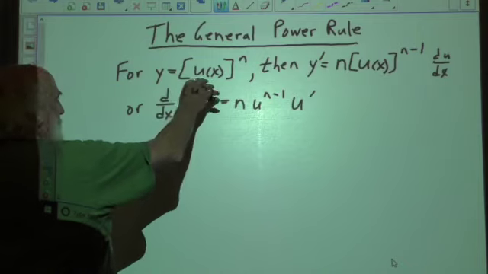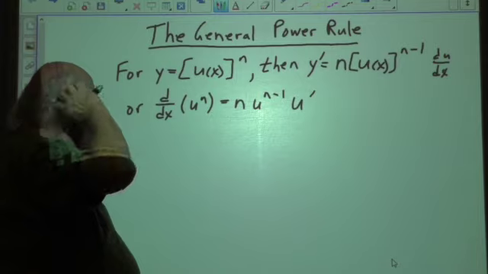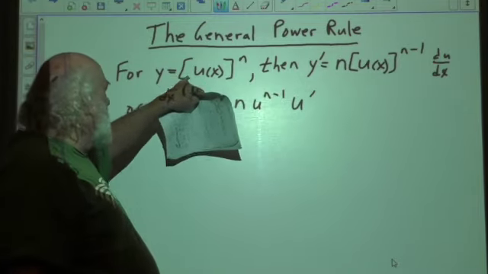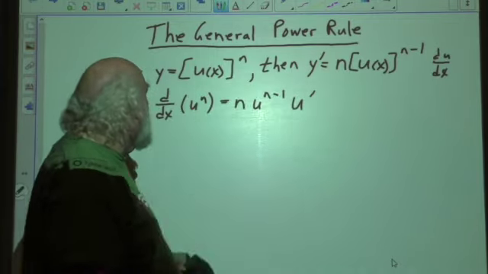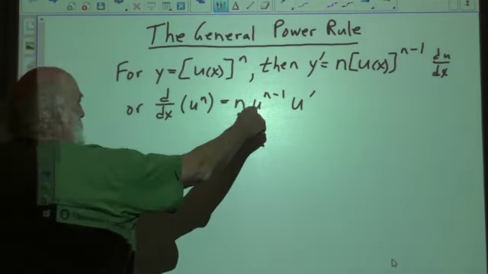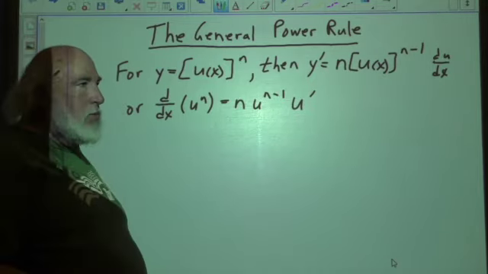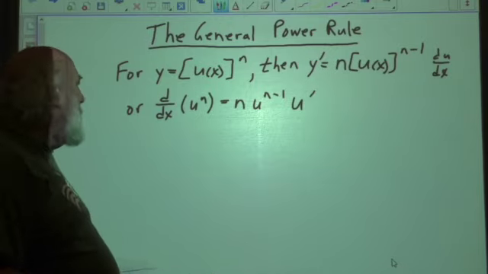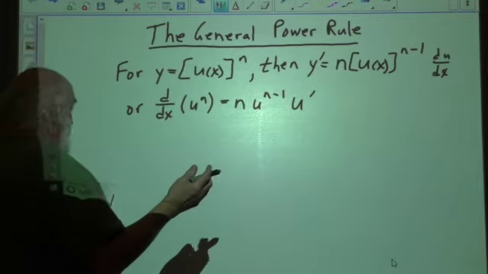If you have a function u of x as your function, then your derivative is going to be n times that whole function to the n minus 1 power, times the derivative of that. Or n times u to the n minus 1 times u prime. When you identify u, like we did with the previous problems, it's like the chain rule going into motion with the power rule at the same time. So let's take a look at some examples.